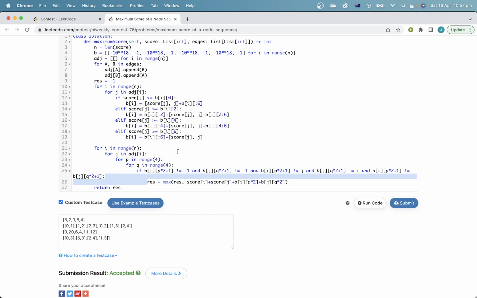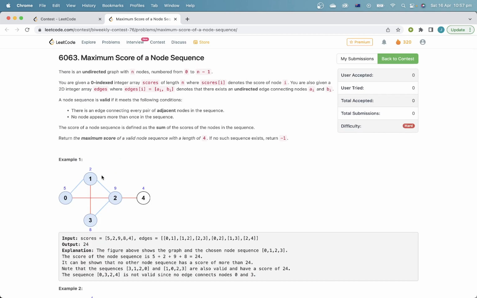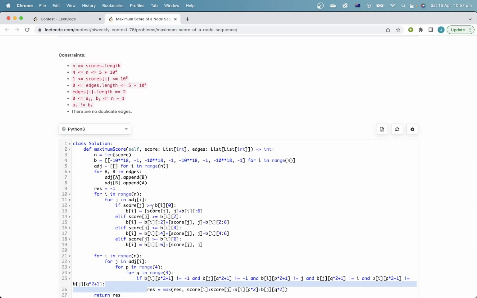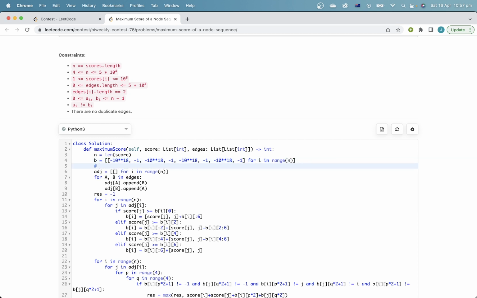The only thing left to do is how do we pre-compute for each node what are the 4 nodes with the highest scores adjacent to it. It's actually pretty easy. I have this array which is of length 8. The way I've defined it is, let's just consider one row. So b_i is going to have 8 values, and b_i will be the maximum scoring nodes adjacent to node i.